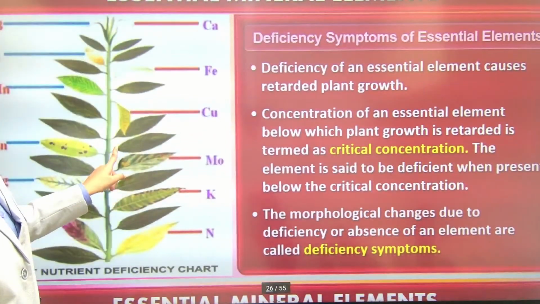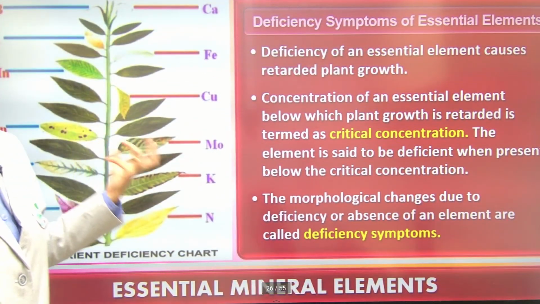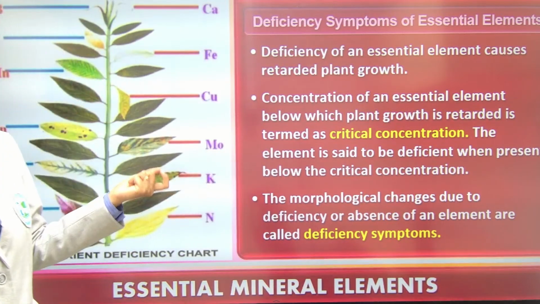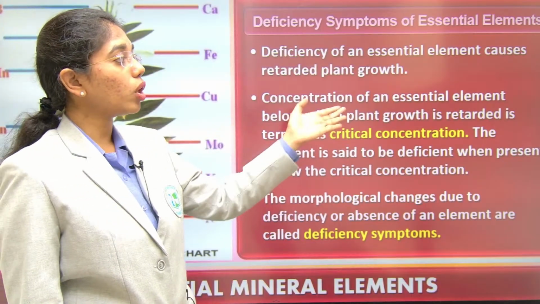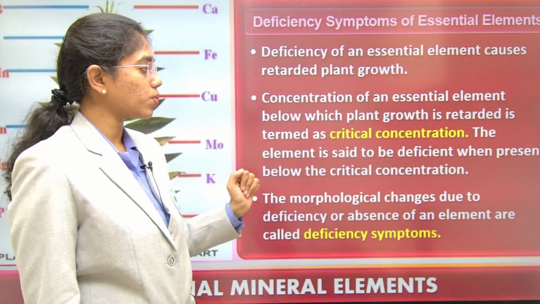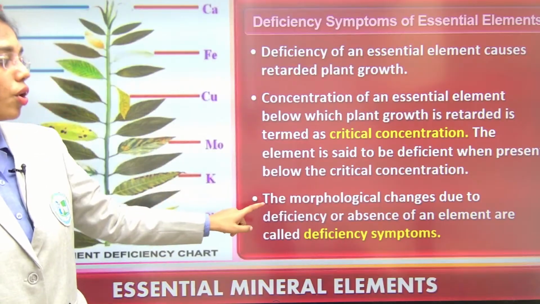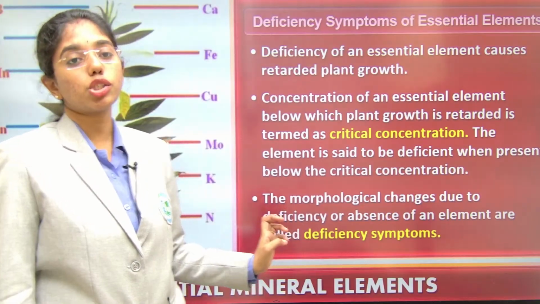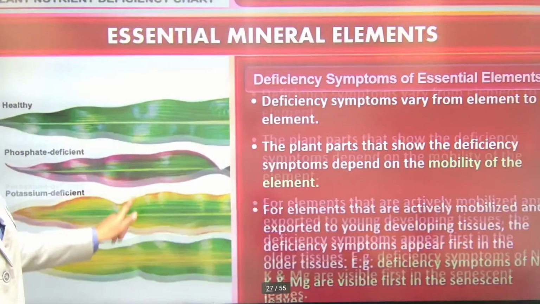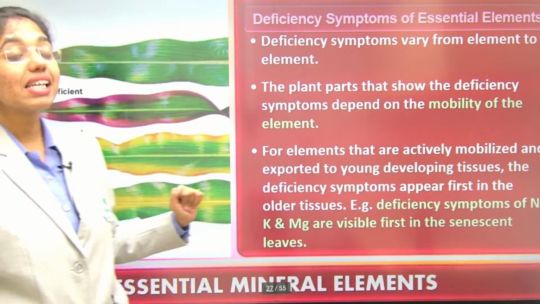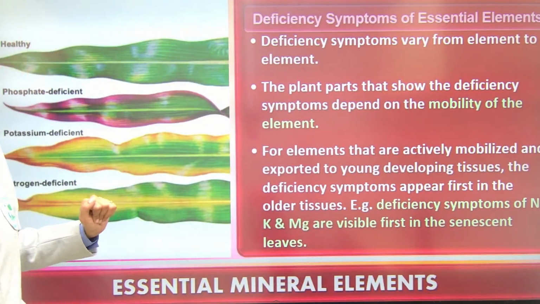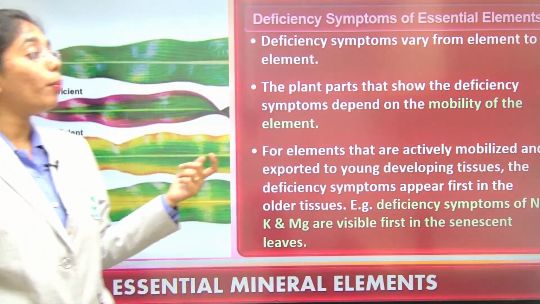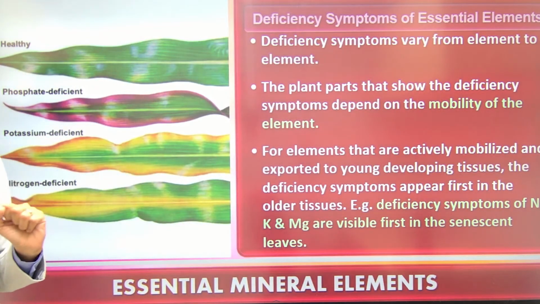When these elements are not present, what are the deficiency symptoms that you see? The concentration of an essential element below which plant growth is retarded is termed the critical concentration. Morphological changes shown by the plant due to the deficiency or absence of an element are the deficiency symptoms. Those deficiency symptoms will depend on the movement of the element across the plant.